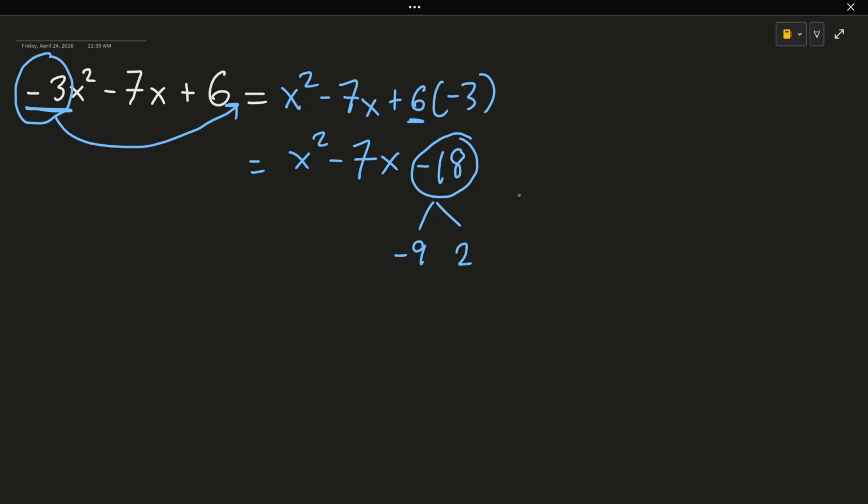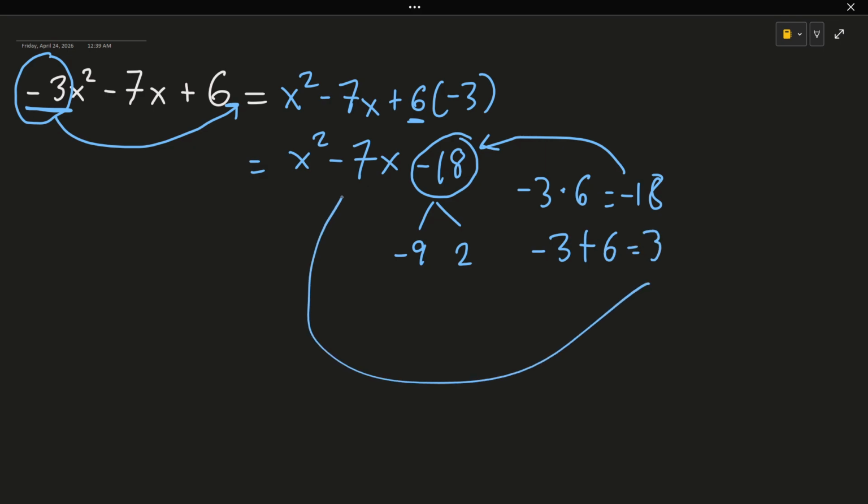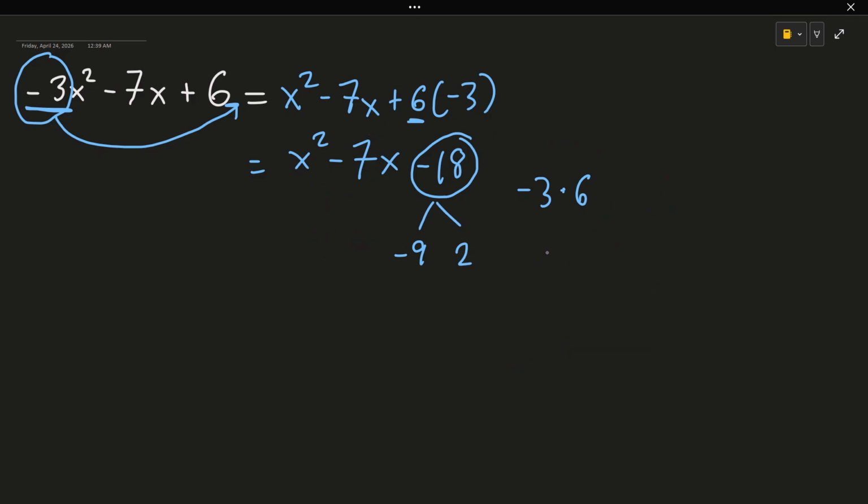I'll prove it to you. Let's say you pick negative 3 and 6. If you multiply them together, the answer is negative 18, which is correct. But if you add them, what's the answer? 3. Is it the same as the given number here? No, they're not the same. But if we use negative 9 and 2, we get a good result. Negative 9 times 2 is negative 18, and negative 9 plus 2 is negative 7.